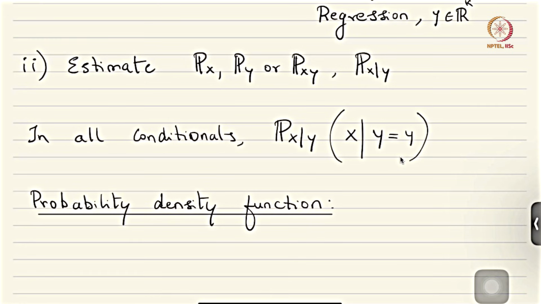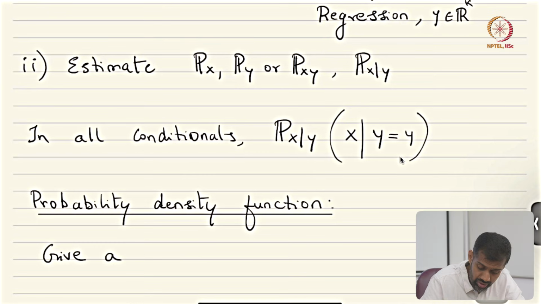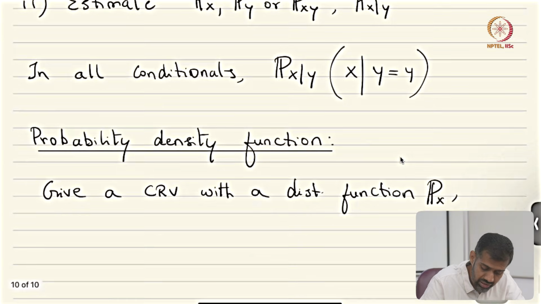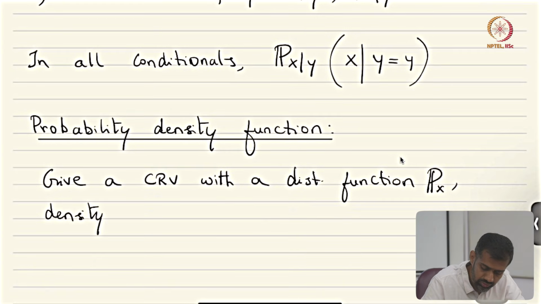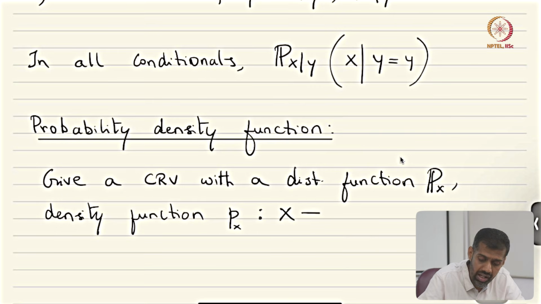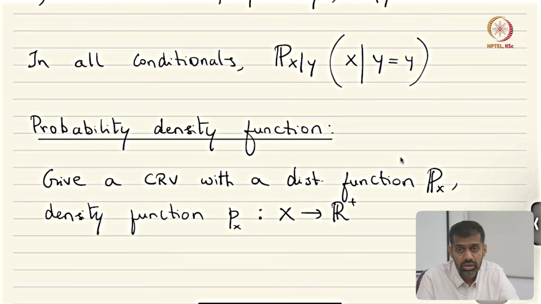Welcome back. So given a continuous random variable with a distribution function Px, the density function is a function. I will denote it with a small p and an x to denote that x is the underlying random variable. Okay, this is my notation. Px is a function from the range space of the random variable to R plus. It's a non-negative function. Remember that density functions are simply non-negative functions. They are not bounded between 0 and 1. I will talk about the properties of this in a while.